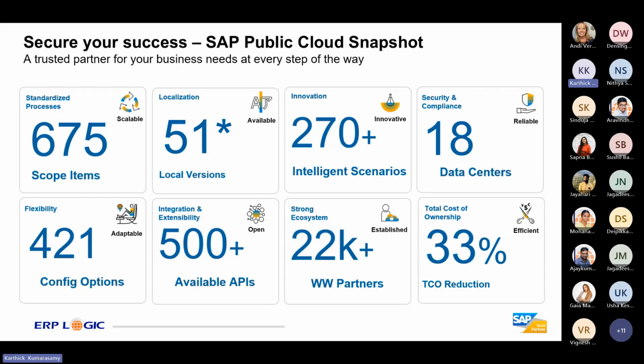This comes with the cloud snapshots. So this is the value added to industry standard solutions. SAP provides 675 scope items. It covers all the business processes like order to cash, procure to pay, stock transfers, drop shipments, and subcontracting processes. So it all covers standard areas.